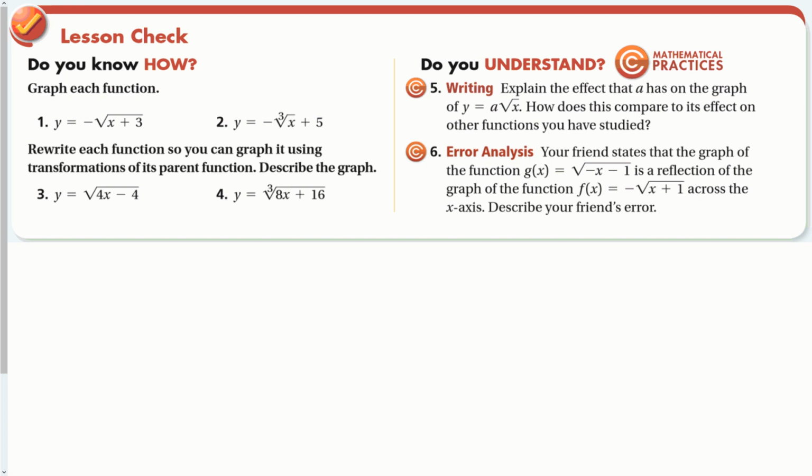But you should understand just by looking at the function that this one is shifted to the left and reflected. This is reflected and shifted up 5. And you can factor out the 8 and the 4 in both of those to describe the transformations that way. So that was 6-8, graphing radical functions.